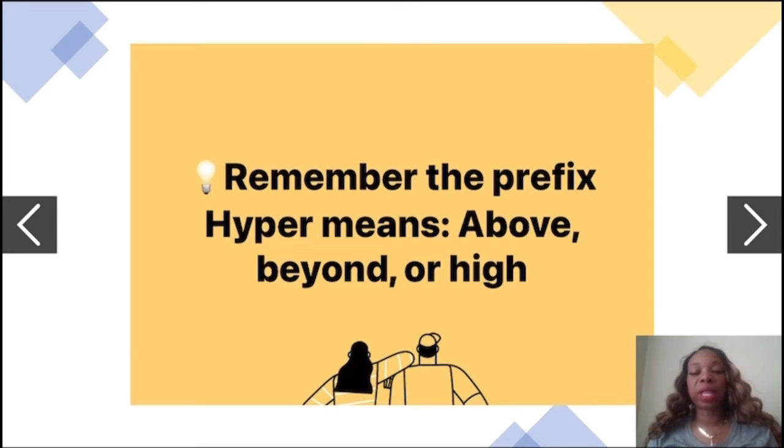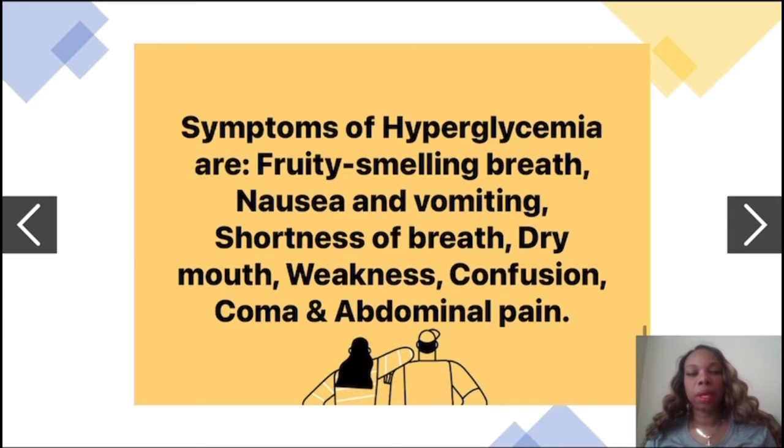Remember the prefix hyper means above, beyond, or high. Symptoms of hyperglycemia are fruity smelling breath, nausea and vomiting, shortness of breath, dry mouth, weakness, confusion, coma, and abdominal pain.